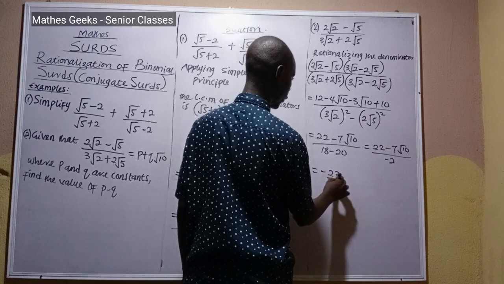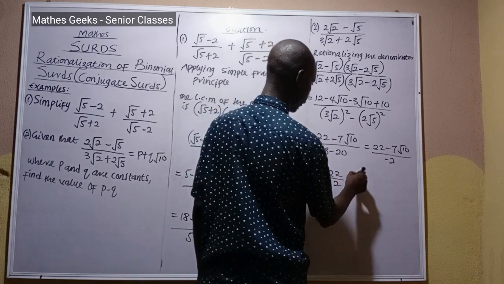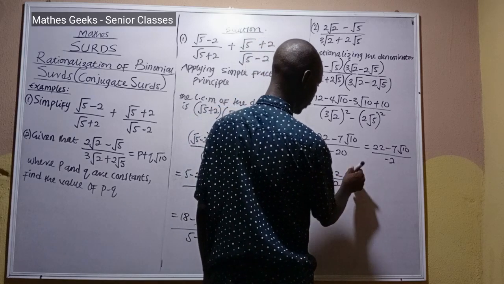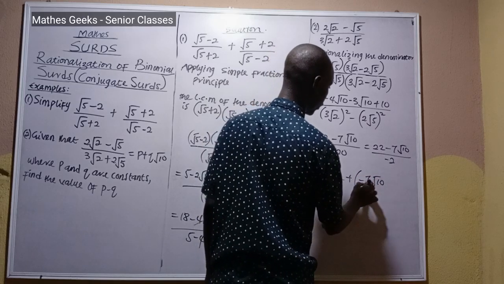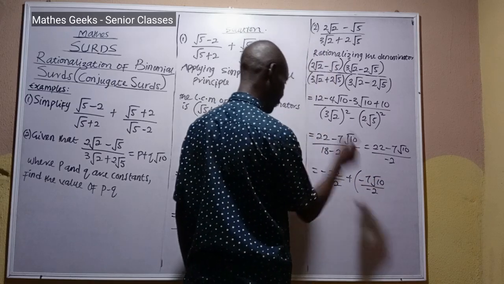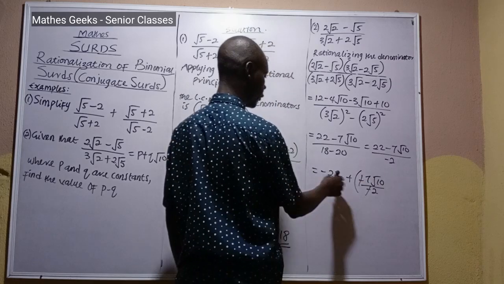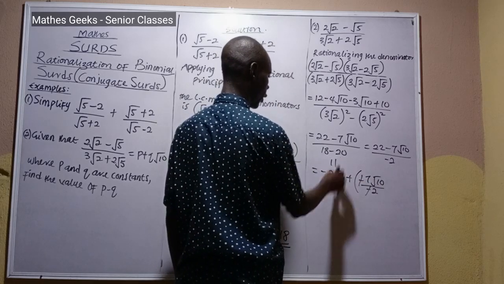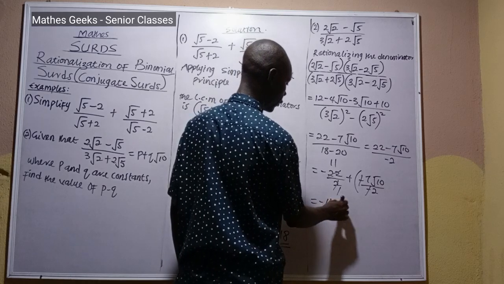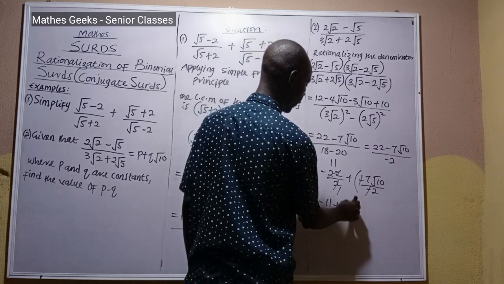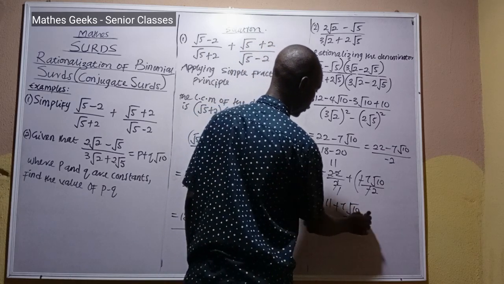Which is minus 22 over 2, plus minus 7 root 10 over minus 2. So this will cancel, and 2 here 1, 2 here 11. So this will give me minus 11 plus 7 root 10 over 2.